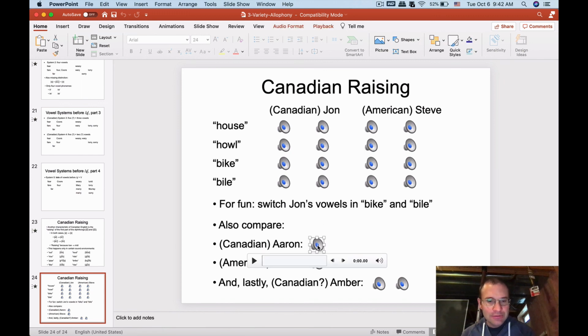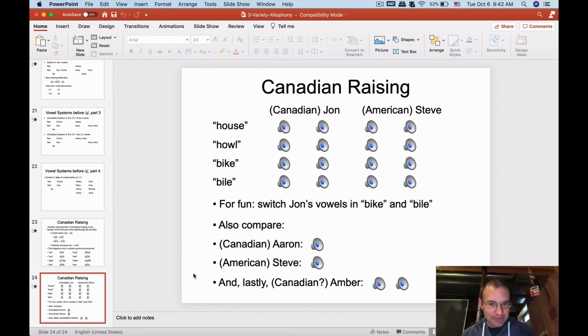So here's another student from Calgary from a long time ago, who does not do the Canadian raising in either case. So that should sound a bit more like my house. So it varies. It depends on the individual.